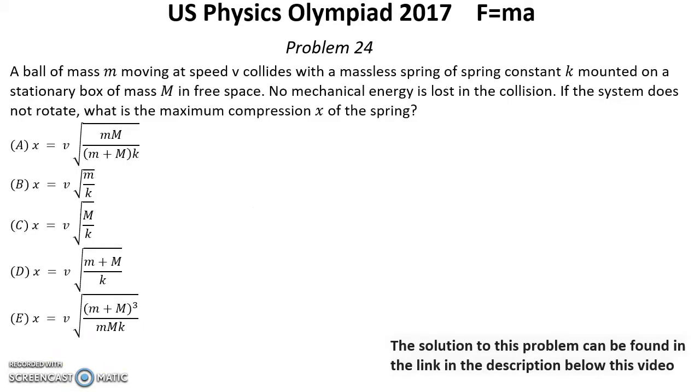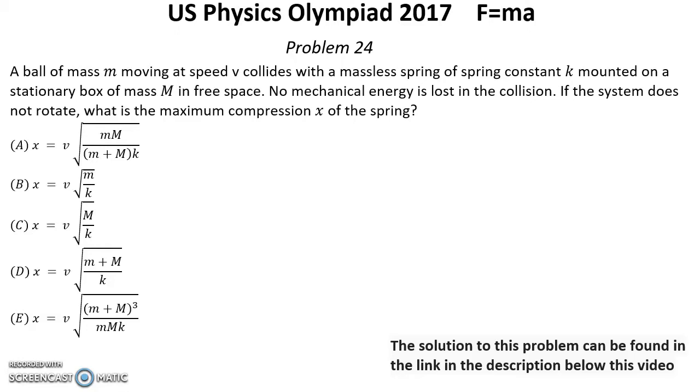Problem number 24. A ball of mass m moving at a speed v collides with a massless spring of a spring constant k mounted on a stationary box of mass big M in free space. No mechanical energy is lost in the collision. If the system does not rotate, what is the maximum compression x of the spring?